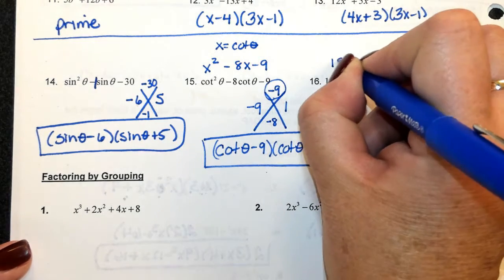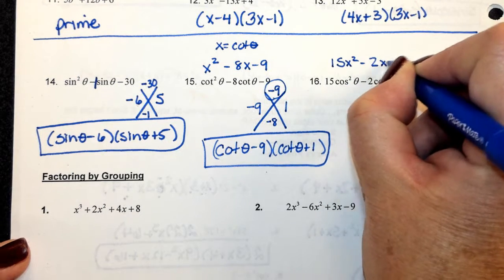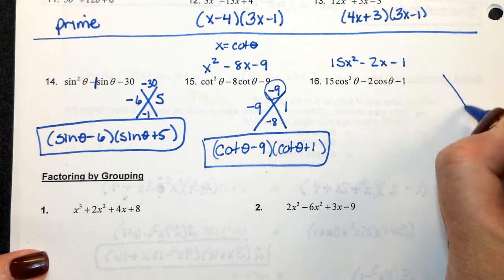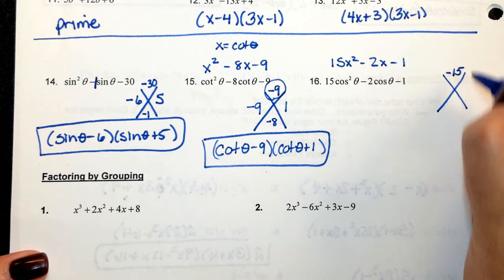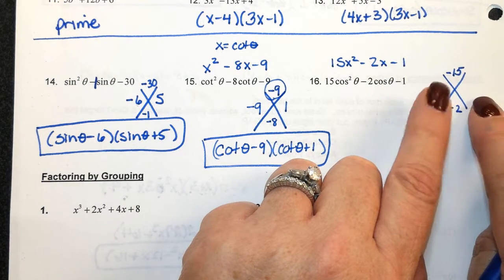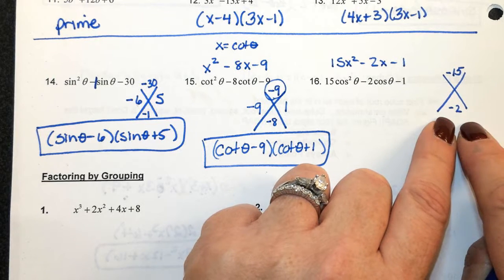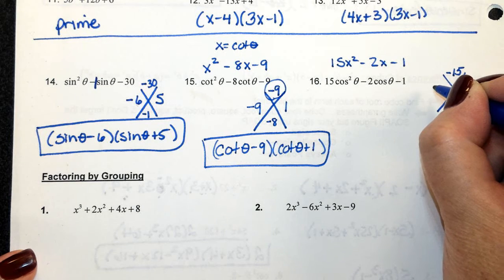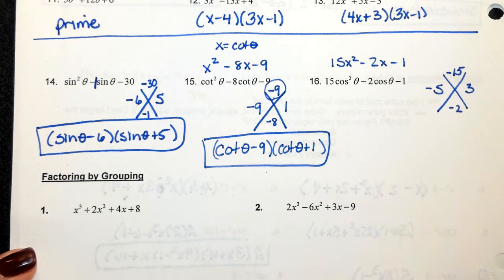Just like this one, you can do this one as 15x squared minus 2x minus 1. So if you're not sure, if the cosine squared is throwing you off, rewrite it in terms of x. So again, the leading coefficient is not equal to 1, so you have to multiply 15 times negative 1, which gives you negative 15. So you're looking for factors of negative 15 that add together to give you negative 2. So what's the magical combination going to be? What numbers multiplied together give you negative 15 but add together give you negative 2? 5, 3. Which one's negative? Negative 5. So negative 5 and positive 3.